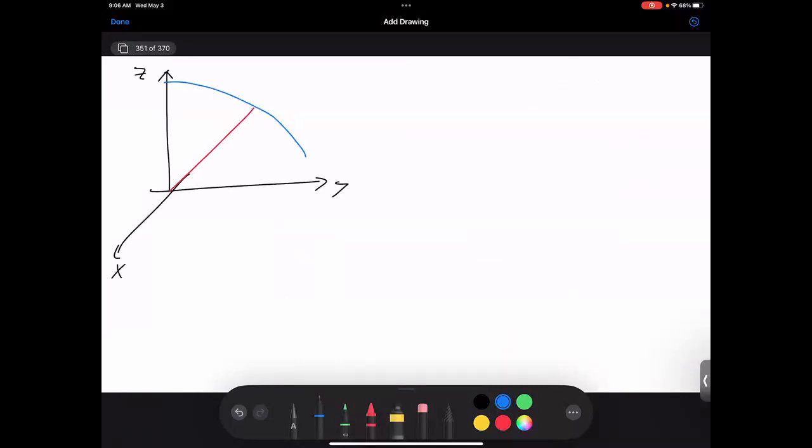So here is my radius rho. I'm coming down some angle phi. And the first thing I do is this over here, this Z is going to be rho cosine of phi. And this I'm going to call R is rho sine of phi.